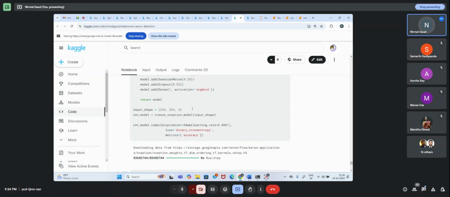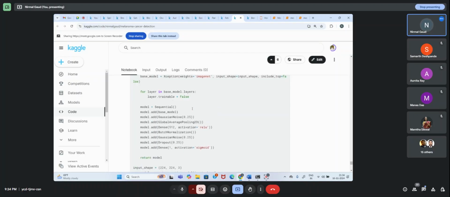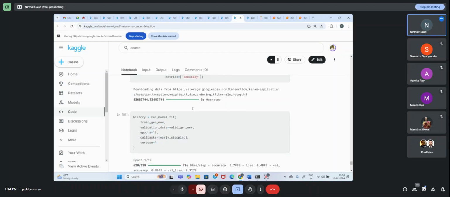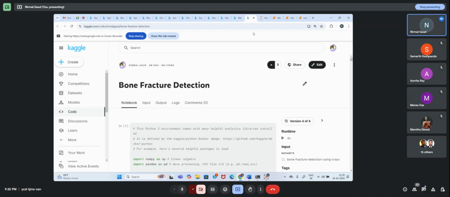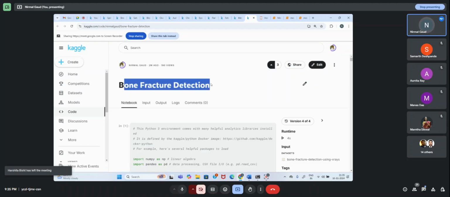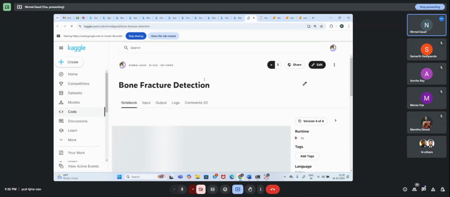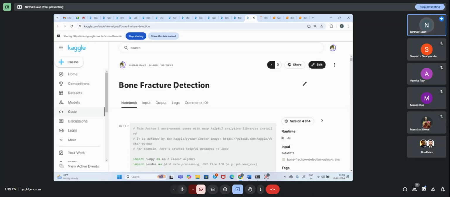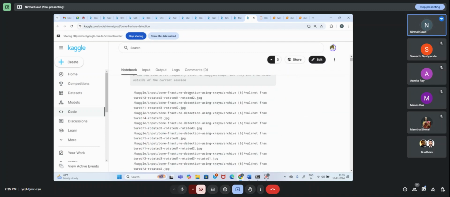Okay, fine. So this is a simple architecture of Xception. Now, bone fracture. In bone fracture, a request was given to me: sir, kindly apply augmentation here in the bone fracture project. So in bone fracture, I did apply the augmentation. Let me refresh this and show you. In my existing code only, you can add the augmentation.